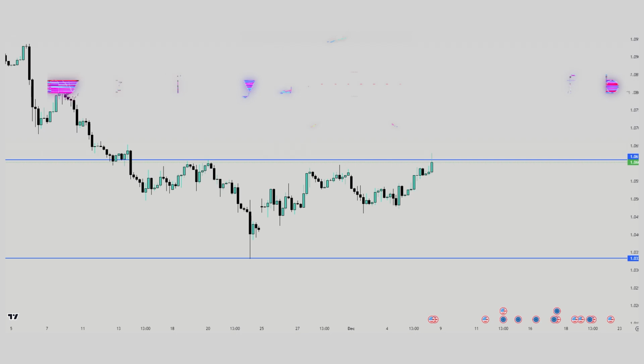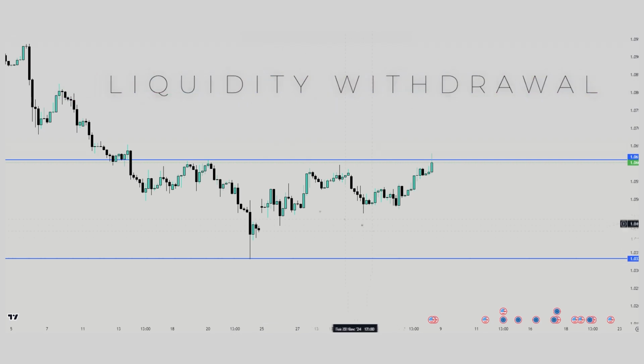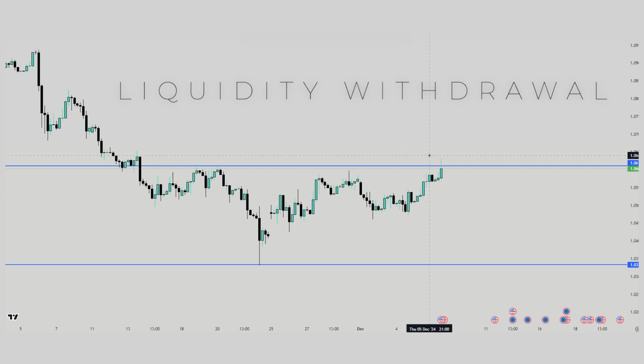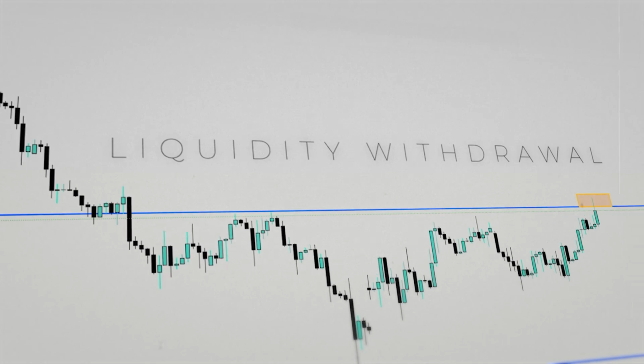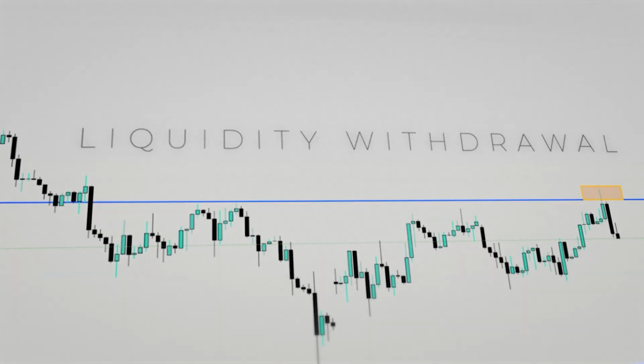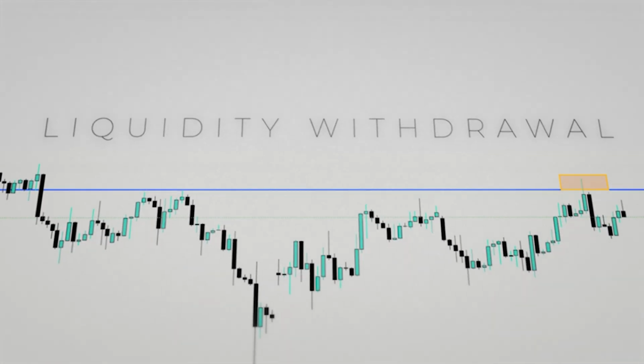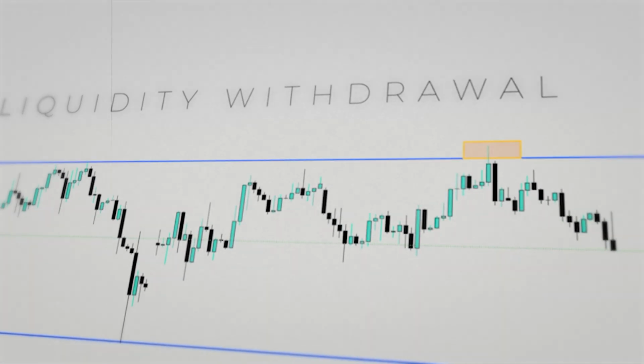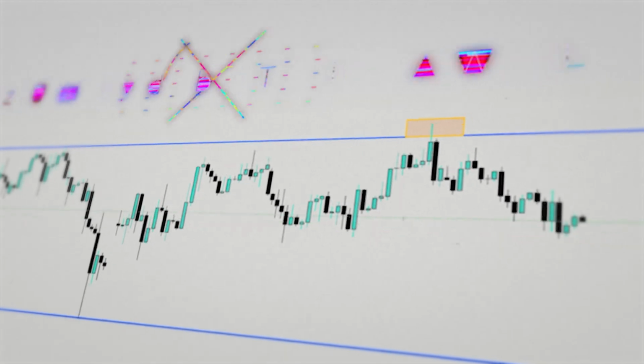3. Wait for a breakout and analyze price action. If the price breaks through a significant zone, pay attention to what happens next. If the price comes back and starts moving in the opposite direction, it is probably a liquidity withdrawal. If the price continues in a new direction, it is likely a trend break.